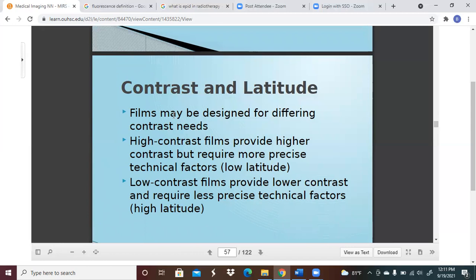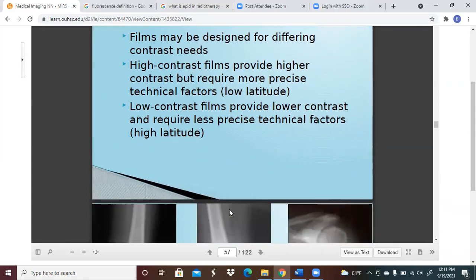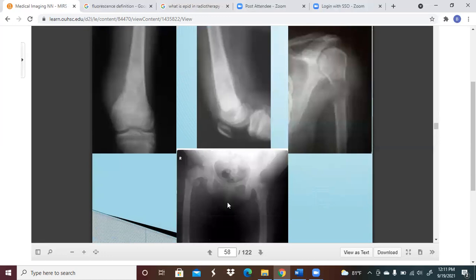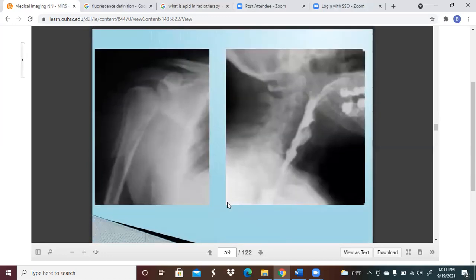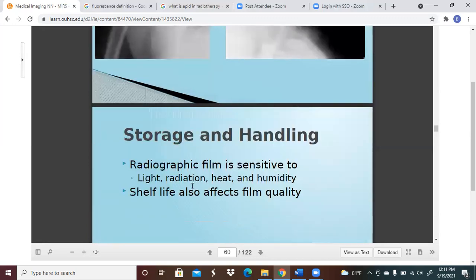Contrast and latitude. Films may be designed for different contrast needs. High contrast films provide higher contrast, but require more precise technical factors, or low latitude. Low contrast films provide lower contrast and require less precise technical factors, or have a high latitude for such things. And you see more images there. See contrast coming down the esophagus there.